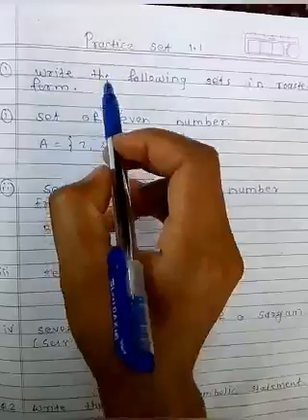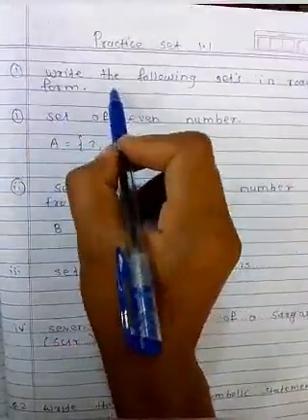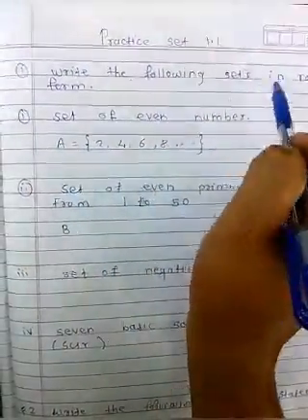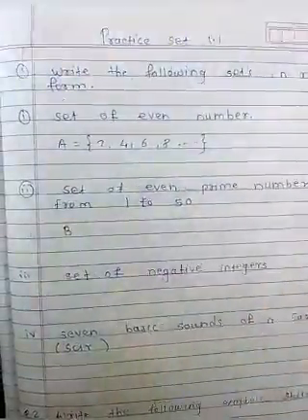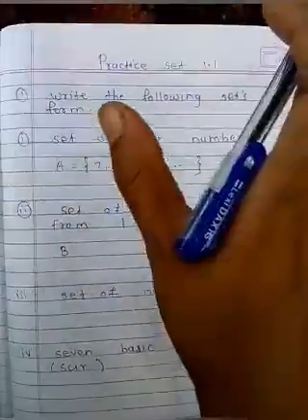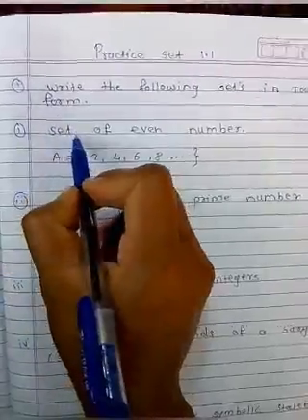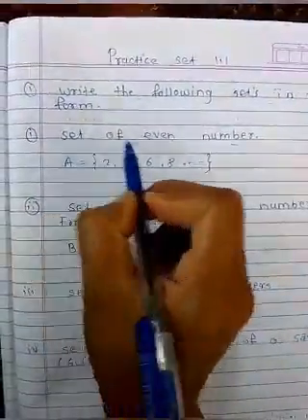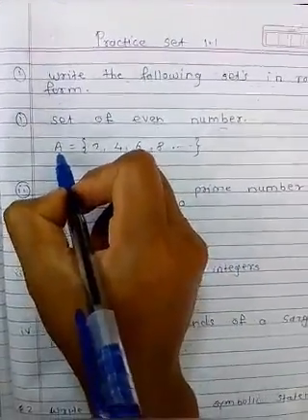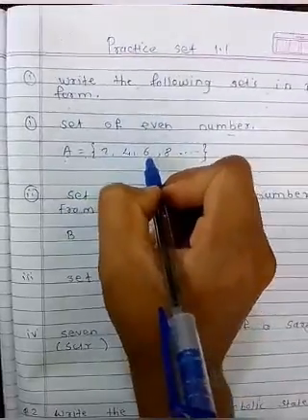Now we are studying practice set 1.1. First question is what? Write the following sets in roster form. Means listing method and roster method. These are the two names of the first method. So what is the first question? First question is set of even numbers. Here we write the set name by a capital letter A, and which are those even numbers? Even numbers are 2, 4, 6, 8.